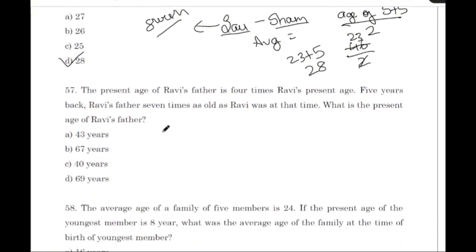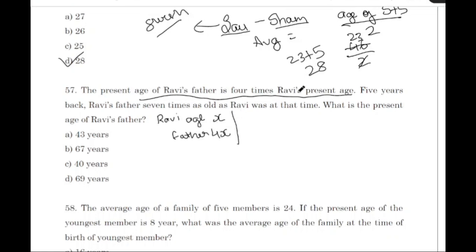This is interesting. The present age of Ravi's father is 4 times Ravi's present age. We don't know Ravi's age, so let Ravi's age be X. So the father's age is how much? 4 times that of Ravi, 4x.